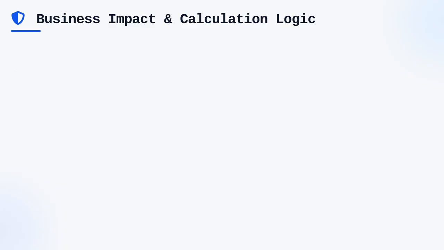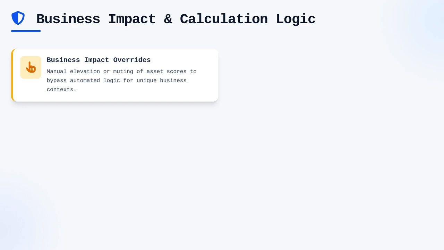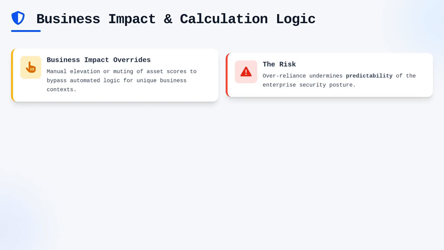In many real-world environments, hard-coded calculation logic often fails to account for unique manual business requirements, necessitating the use of business impact overrides. These overrides allow security analysts to manually elevate or mute the impact score of specific assets, bypassing the automated calculations in scenarios where the context warrants an exception. However, relying too heavily on manual overrides undermines the predictability of your security posture across the enterprise.